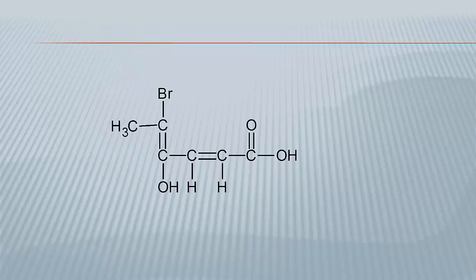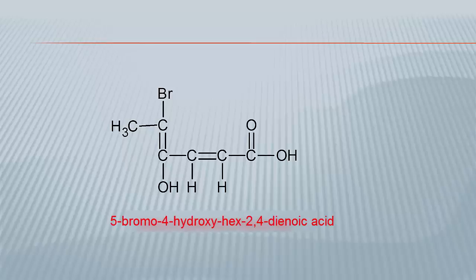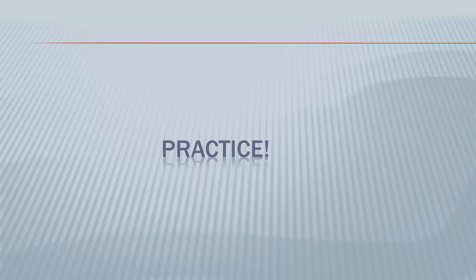Now you should try this one. It's a doozy. Pause the video, have a go, and see if you get the same as me. This molecule would be called 5-bromo-4-hydroxyhex-2,4-dienoic acid. And well done, you've now worked your way all the way through the organic nomenclature system, covering all the level 2 and level 3 examples at the same time. So if you can handle these examples, you're doing really well.